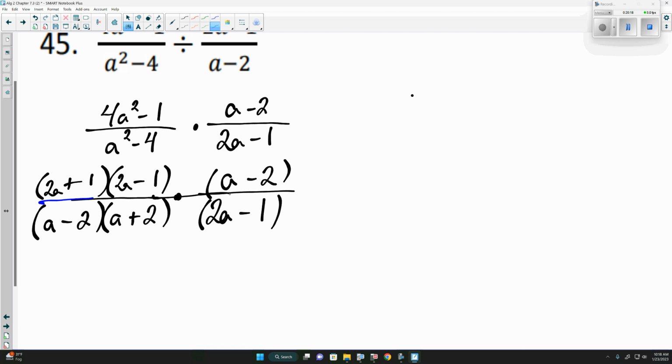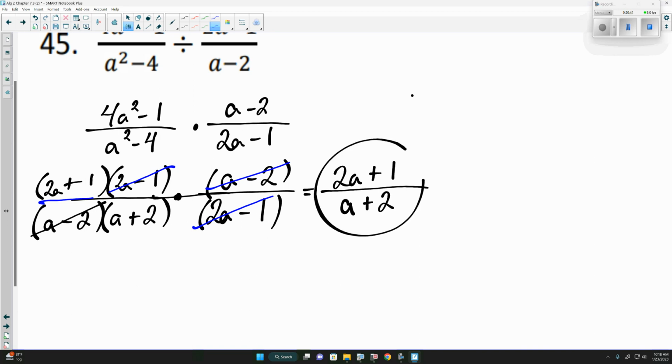And at this point here, we're multiplying them together. So what simplifies? Well, a minus 2 and a minus 2. We also have 2a minus 1, which leaves us with 2a plus 1 over a plus 2. And that'd be the final answer.